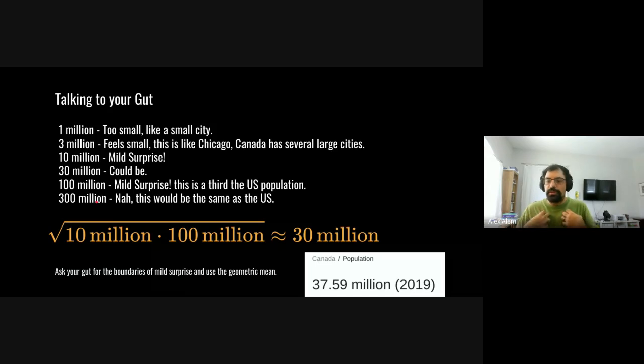And so I can feel it a lot more. I can feel my gut telling me those edges more viscerally than I can the middle. And then all I have to do is take the mean. Since we're working with positive quantities, we're working with the log thing, so I take the geometric mean. If my edges were 10 million and 100 million, I multiply them together and take the square root. The square root of 10 times 10 is 10, so I get a few 10 million, I get 30 million. That's my guess. It turns out Canada actually has 37 million people.